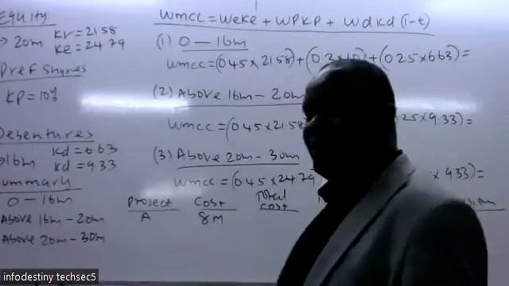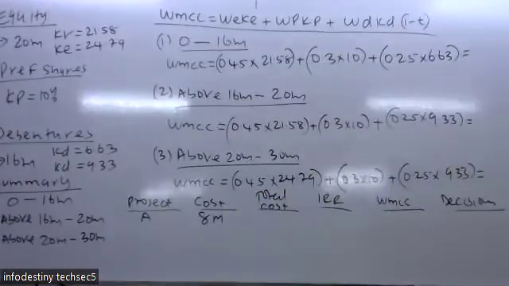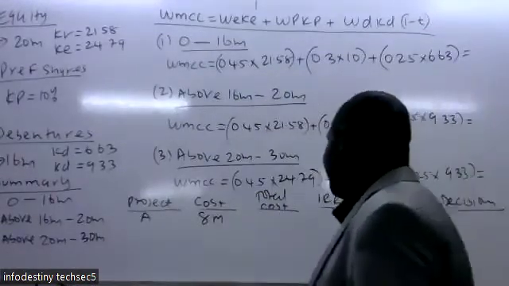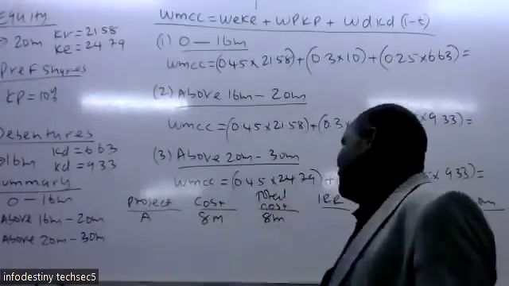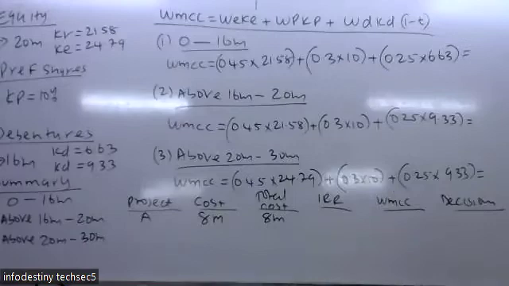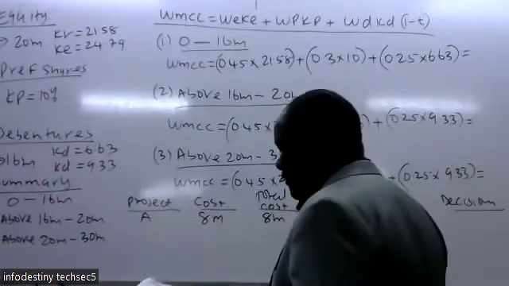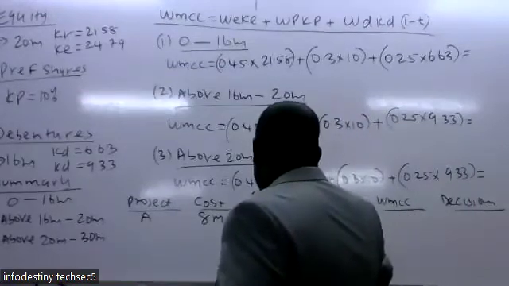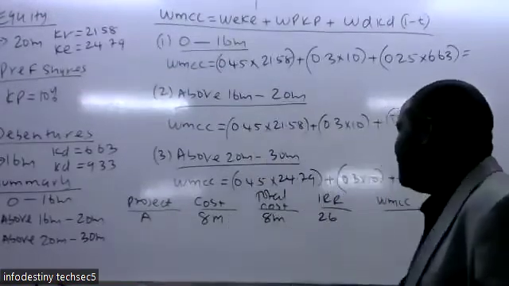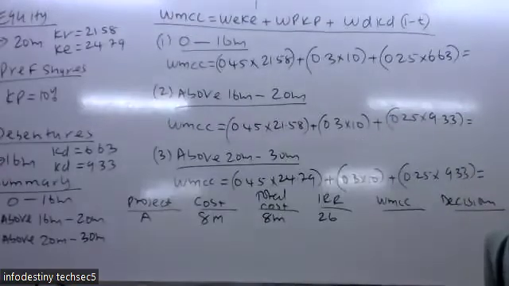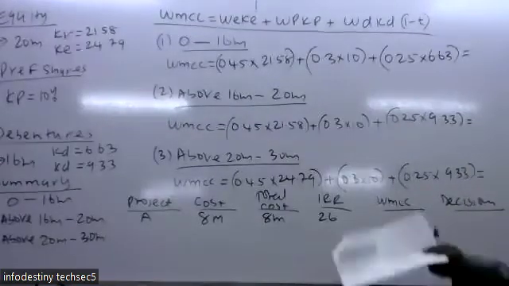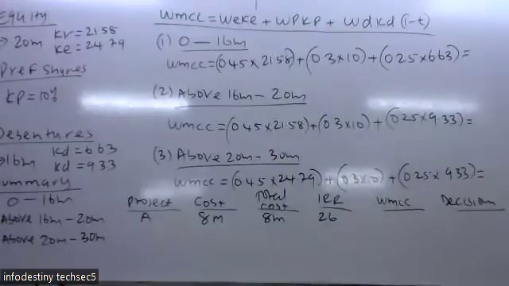$8 million. So cumulative will still remain 8 million. So IRR for that is given as what percent? So 8 million is the total cost that we use. So it is between 0 to 16. So from 0 to 16, what was our WMCC?